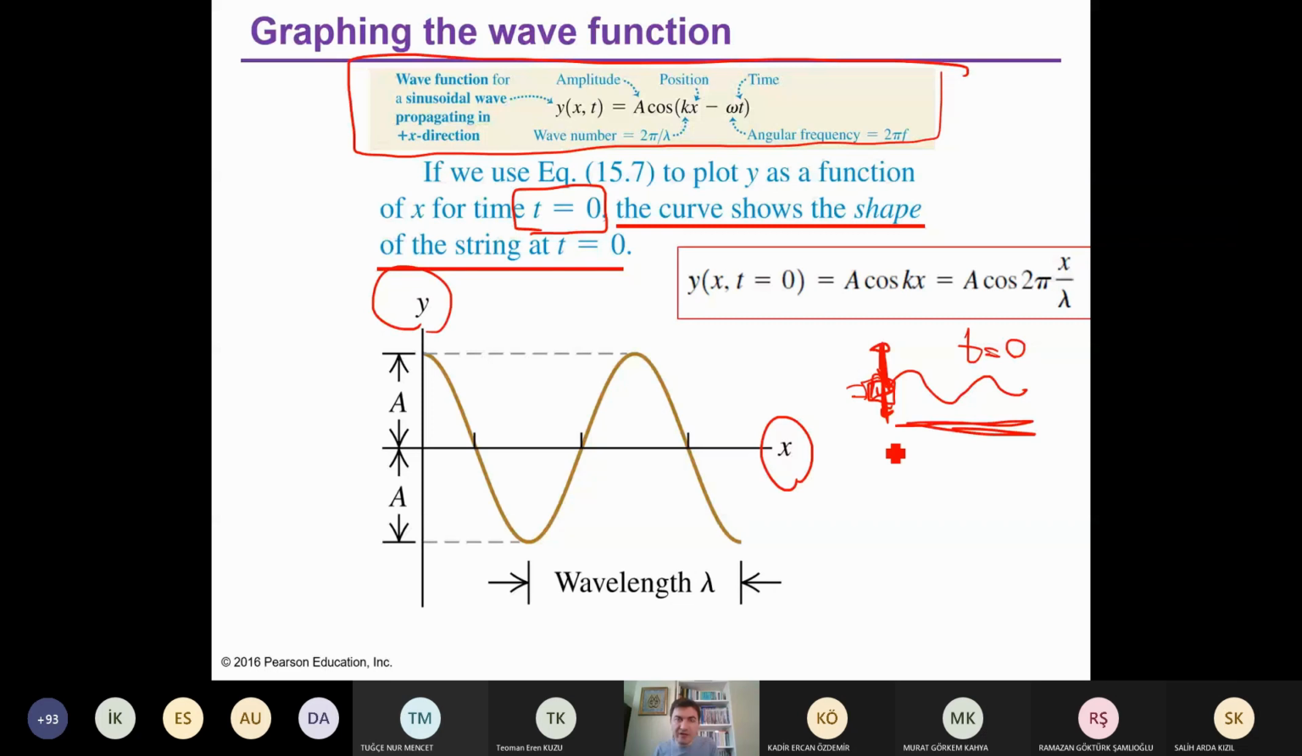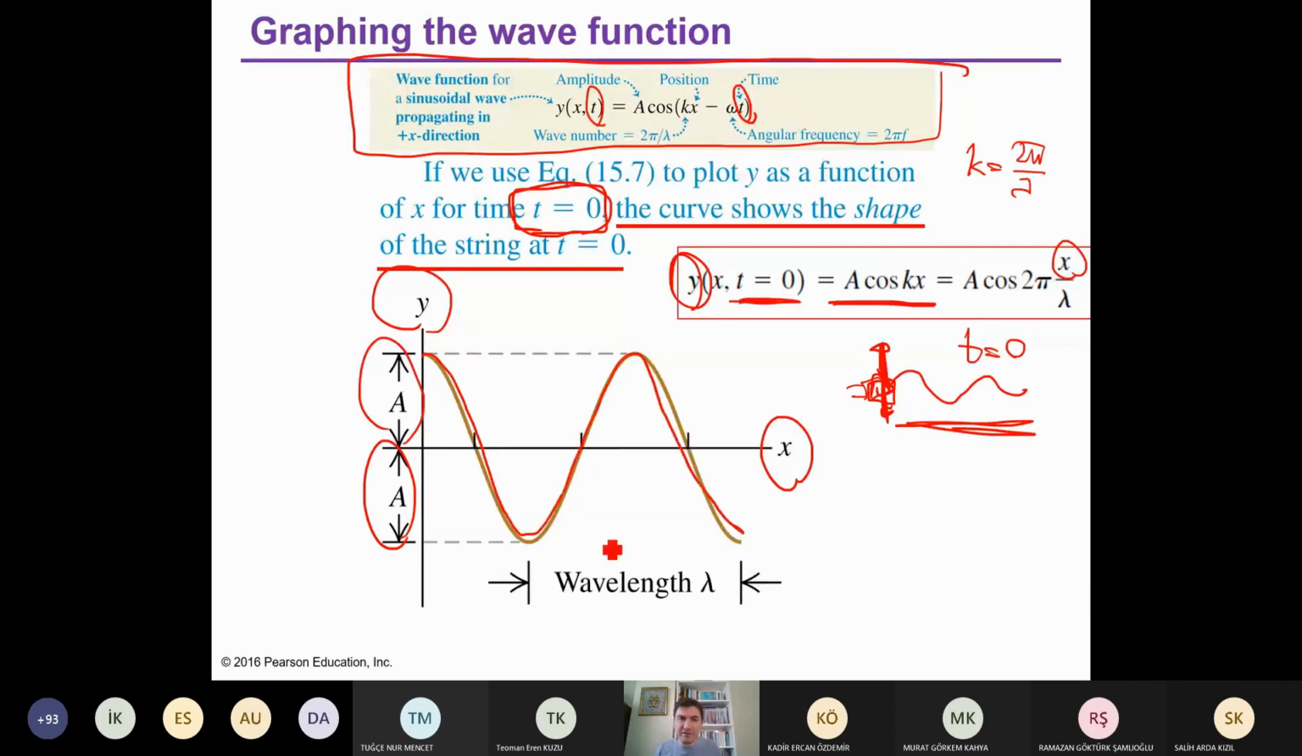Then the equation will be like this, A cosine kx, because t is 0, okay? Then instead of k, you can write 2 pi over lambda, because k is given by 2 pi over lambda. Then, depending on x, we have different y positions, okay? So this is the maximum amplitude, and this is the shape of the string when the time is 0.